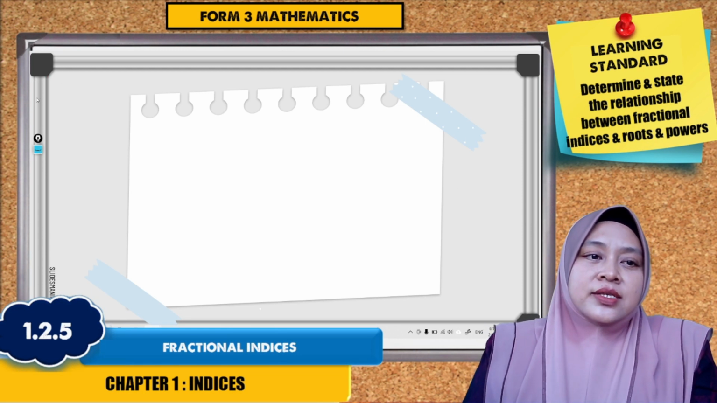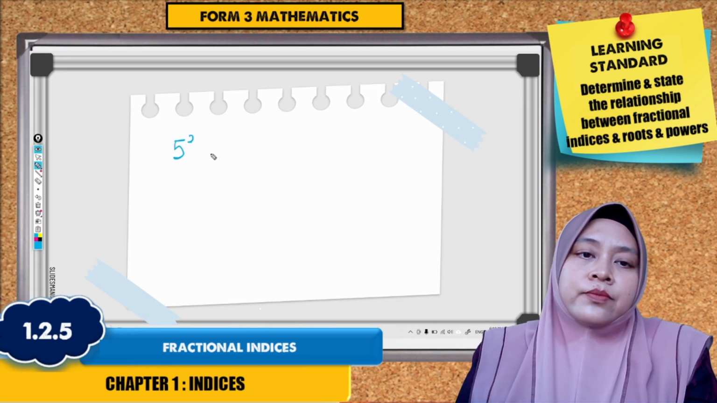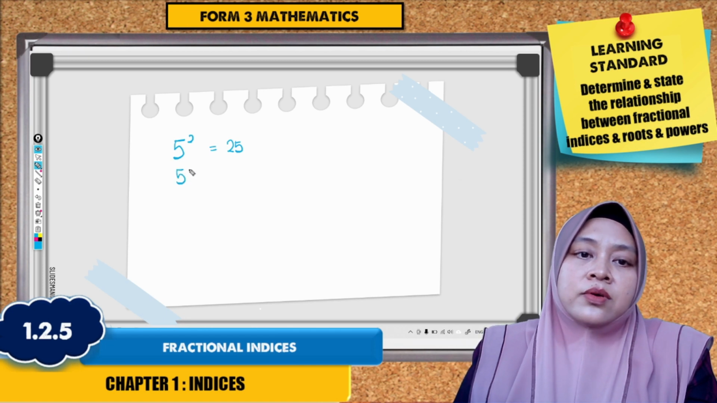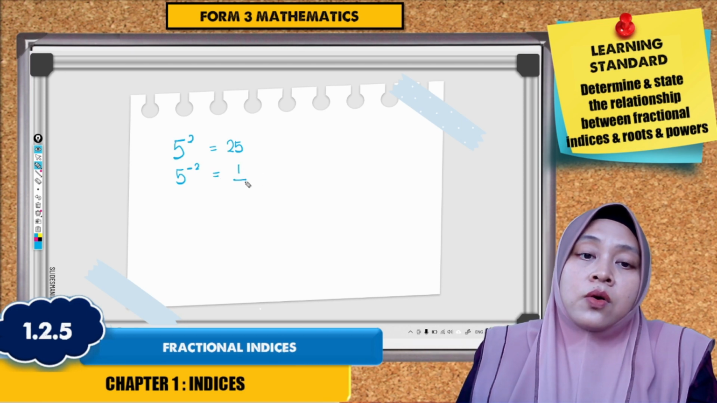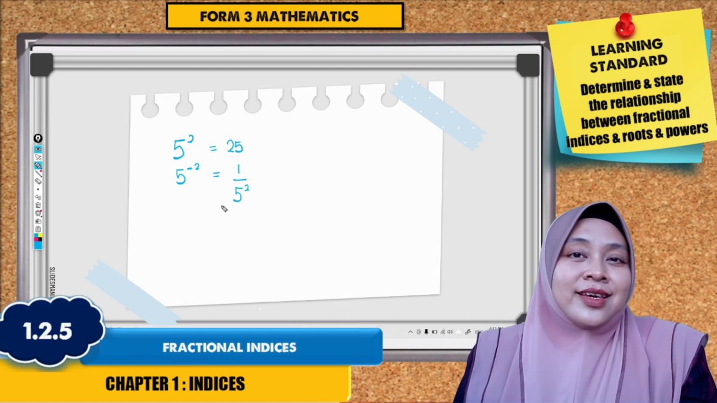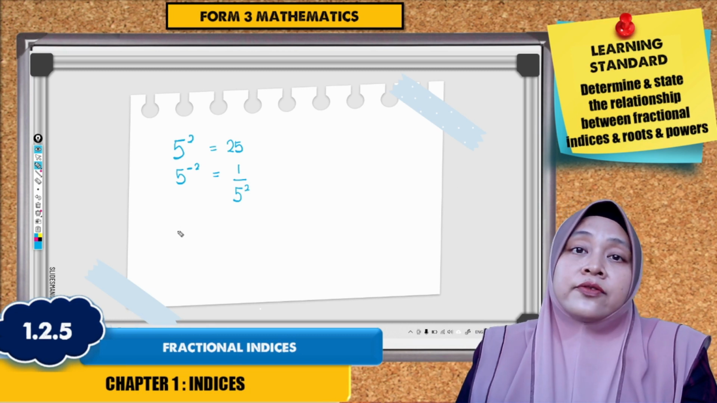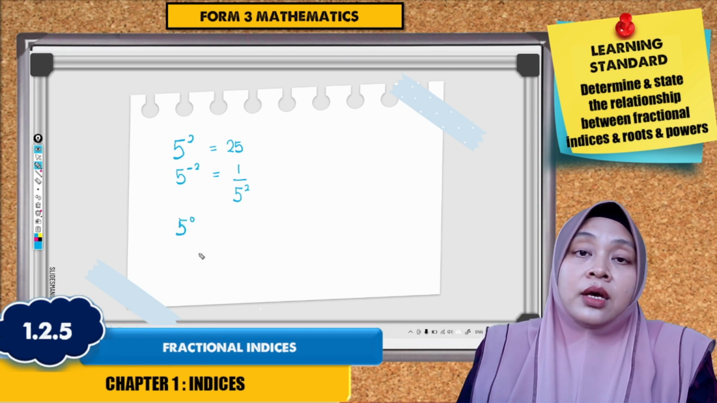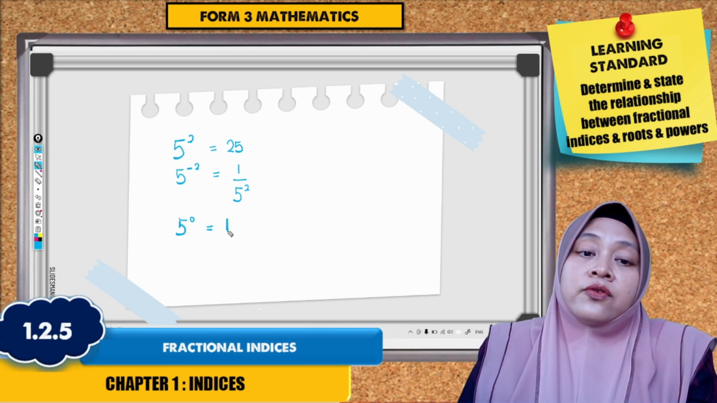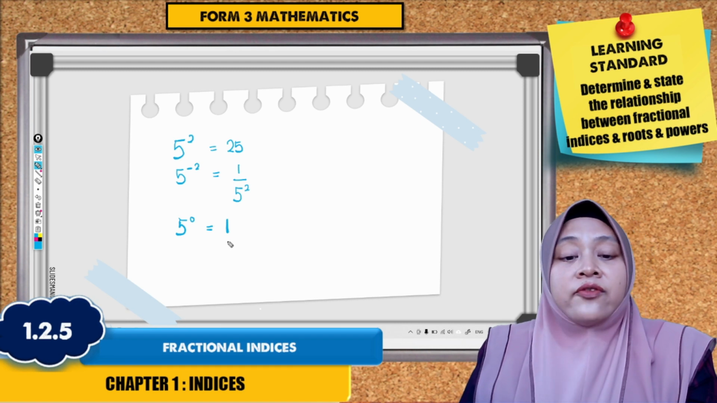The first one is 5 square. You know that 5 square equals 25, right? And then 5 to the power of negative 2 equals 1 over 5 square. Can you remember that? One more thing I taught you before: any number that has the power of 0 will have the value of 1. That is the basic that we have learned before.